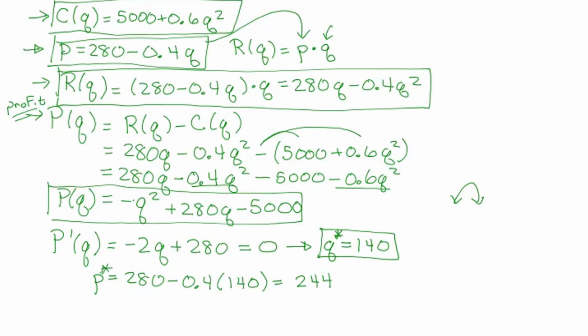Putting this more in the words of the problem, remember this was the price of laptops in dollars per laptop, and quantity was measured in number of laptops. So you could say that the profit maximizing quantity is 140 laptops, and the profit maximizing price is $240 per unit, or each, or per laptop. I'll just write it as per laptop.